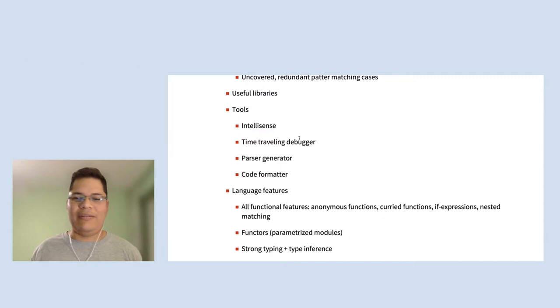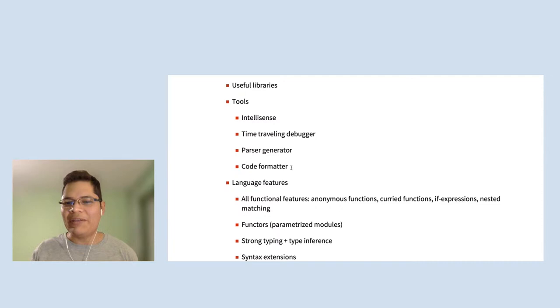Sometimes catching an error is quite easy. You just run the debugger. When it fails, it will stop automatically, and then you just jump backwards, and you know exactly the conditions that produced this error. There is a parser generator, and another one that I like a lot is the code formatter, because we can all create code that is very consistent. And there are other nice language features that we didn't have in MetaModelica, like anonymous functions, curried functions, if expressions, nested pattern matching, and more advanced things in OCaml, like functors, which are parameterized modules, the strong typing and the type inference, etc.